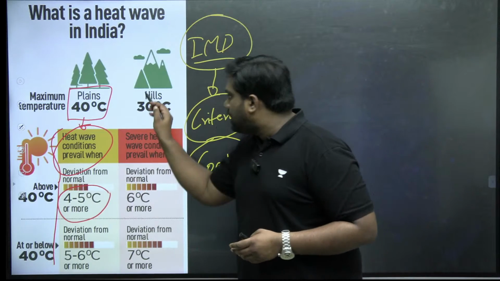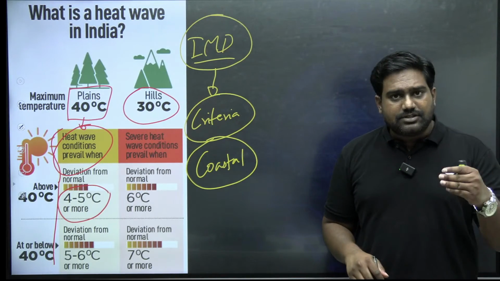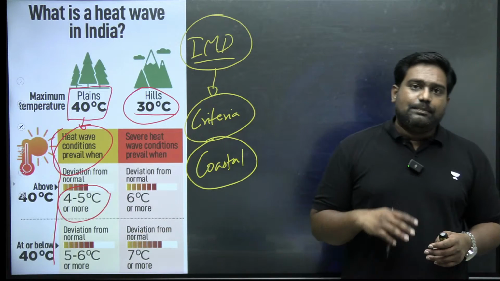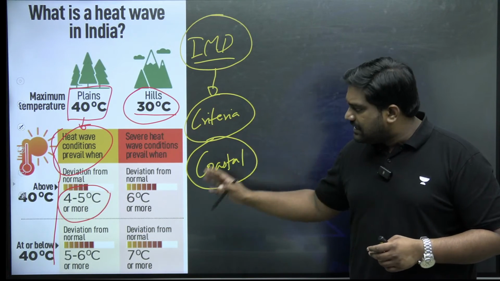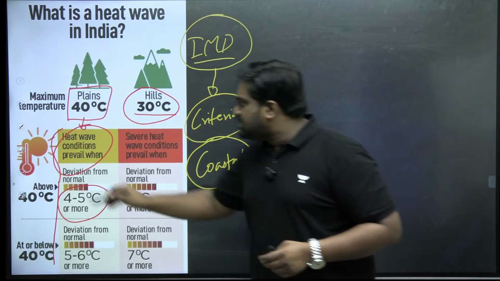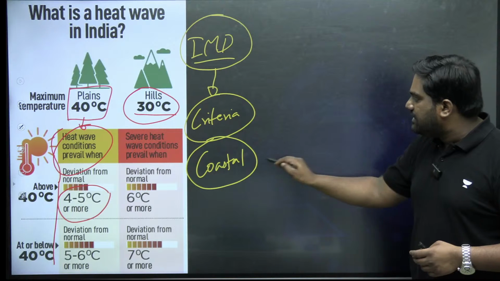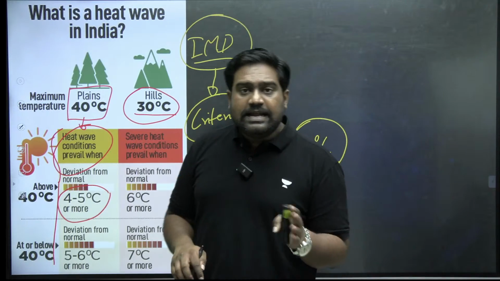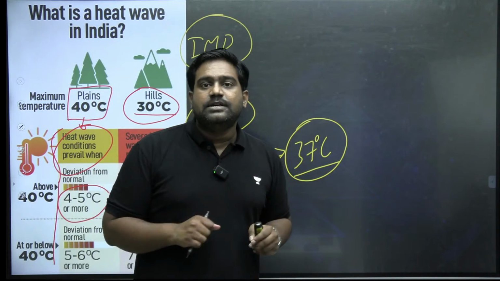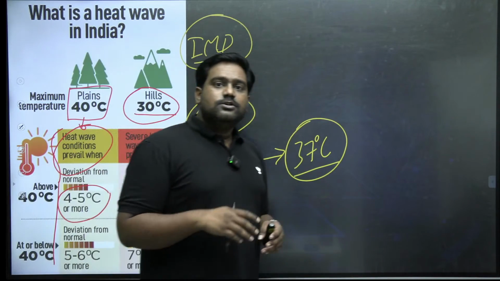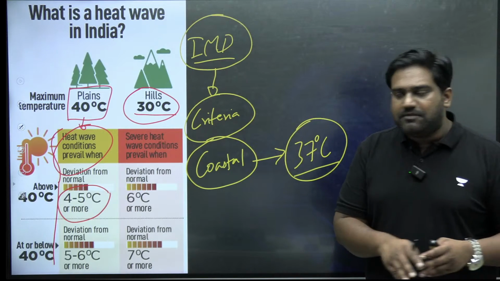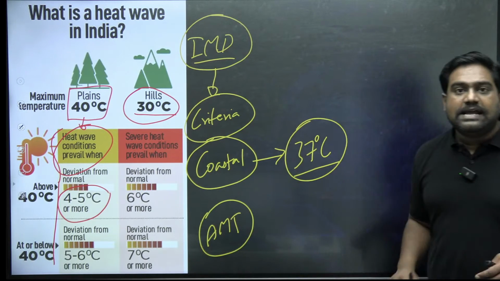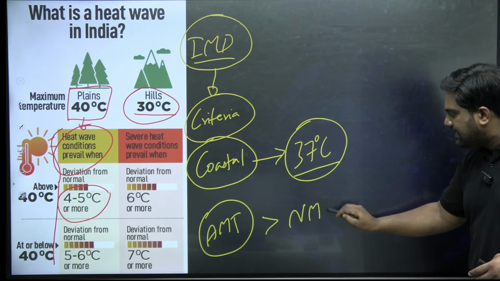So there is a similar criteria for the hills. For hill areas, the threshold is 30 degrees. So anything above this and a departure of, let's say, 4 to 5, 5 to 6 degrees results in the declaration of a heat wave alert. In the previous article, we understood the threshold for coastal areas. The coastal areas threshold is 37 degrees. So 37 and above, and if there is a departure of 4 to 5 degrees or 5 to 6 degrees, this results in the declaration of a heat wave. So IMD issues a heat wave alert or a severe heat wave alert depending on the extent to which the actual maximum is departing from the normal maximum temperature.